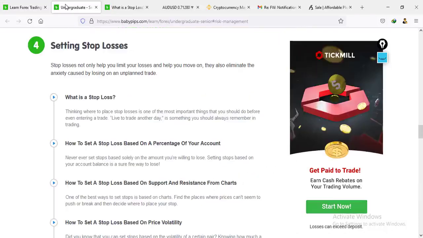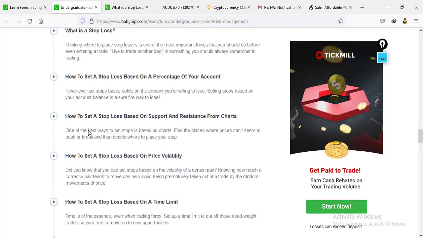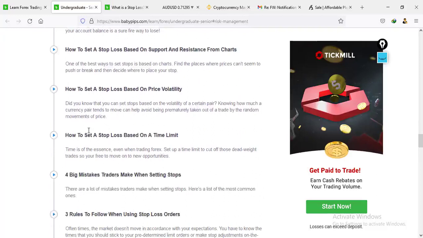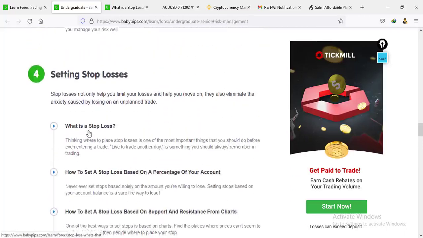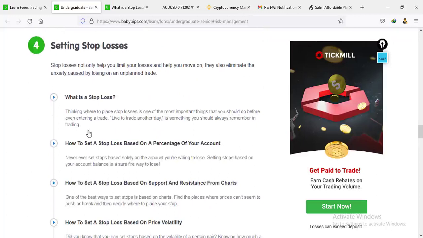Under setting stop losses we have these subtopics: what is a stop loss, how to set a stop loss based on a percentage of your account, how to set a stop loss based on support and resistance from charts, how to set a stop loss based on price volatility, how to set a stop loss based on time limit, 4 big mistakes traders make when setting stops, 3 rules to follow when using stop loss orders, and summary of setting stop losses.